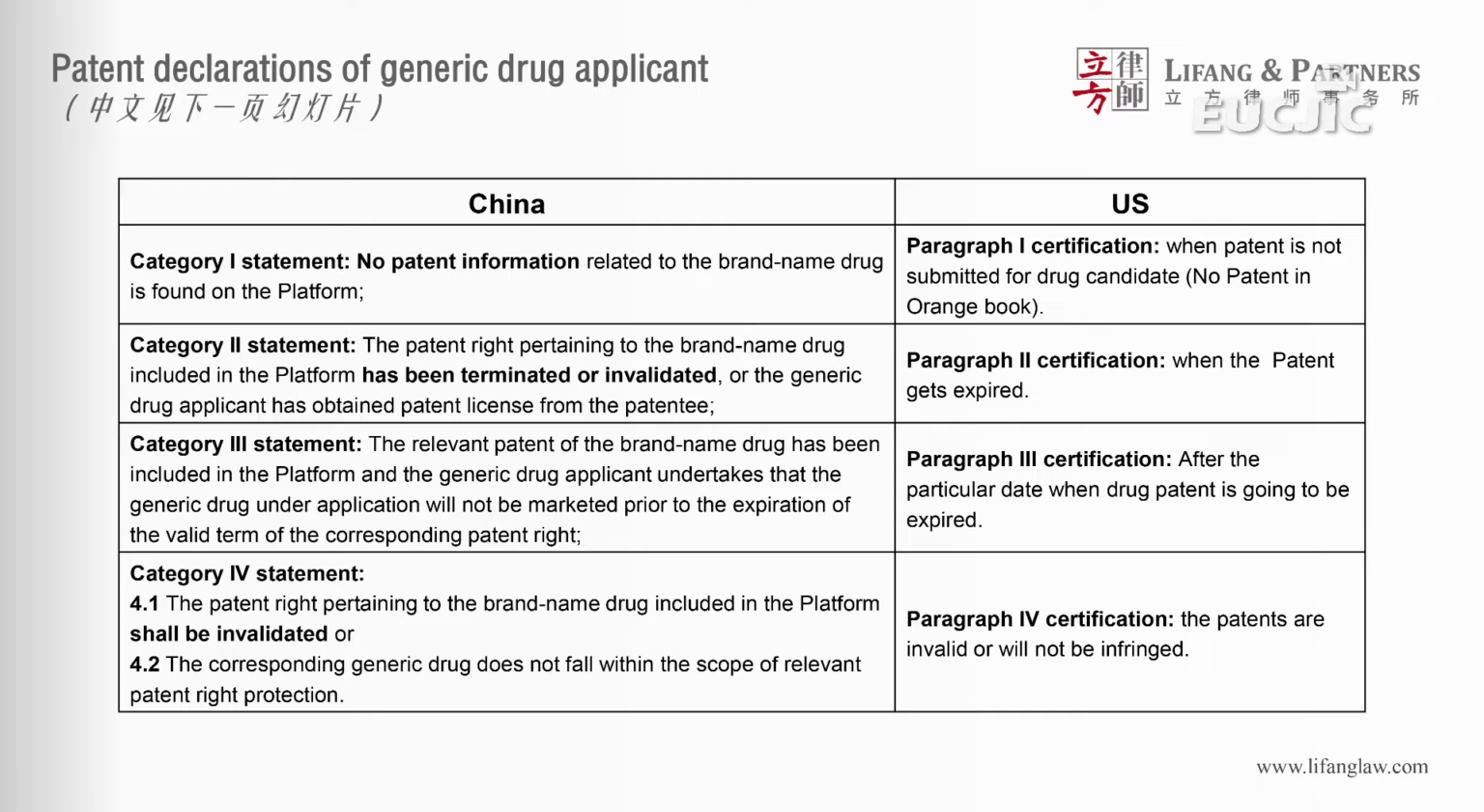Here are the 4 categories of patent statement or patent declaration. It's pretty much the same as the US system. So if you are familiar with the US system, then you know which category refers to what. The only slight difference is in the category 4 statement. Here in China, they divide this into 2 subcategories. The 4.1 refers to the patent should be invalidated. The 4.2 refers to the situation where the generic drug applicant believes their drug does not fall within the protection scope.